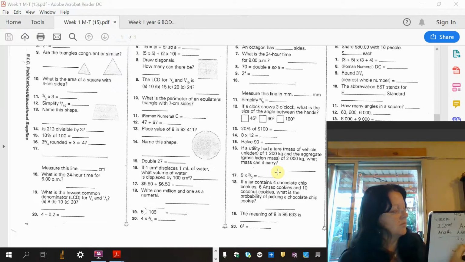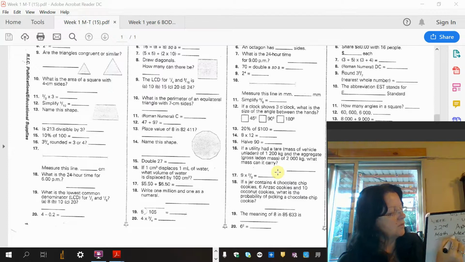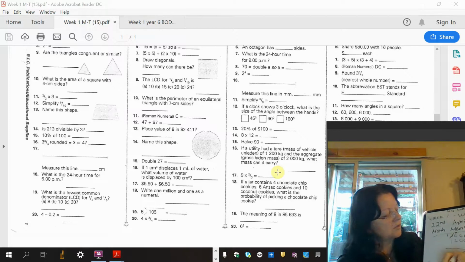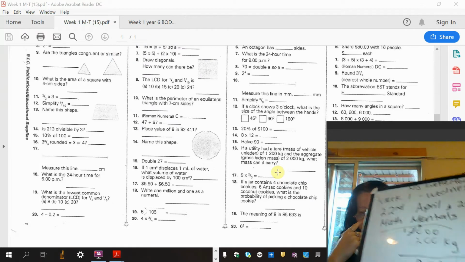So we 0, 0, 0 take away 0, 0 take away 2 we can't do. We cross out the 2, make that a 1, pop that in there and make it a 10, but straight away we know that 10 take away 2 is 8, so the answer is 800 kilograms.